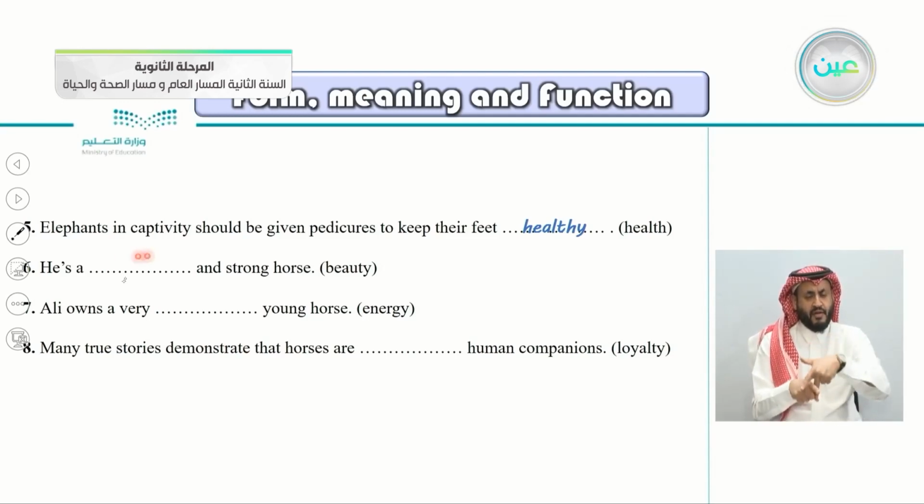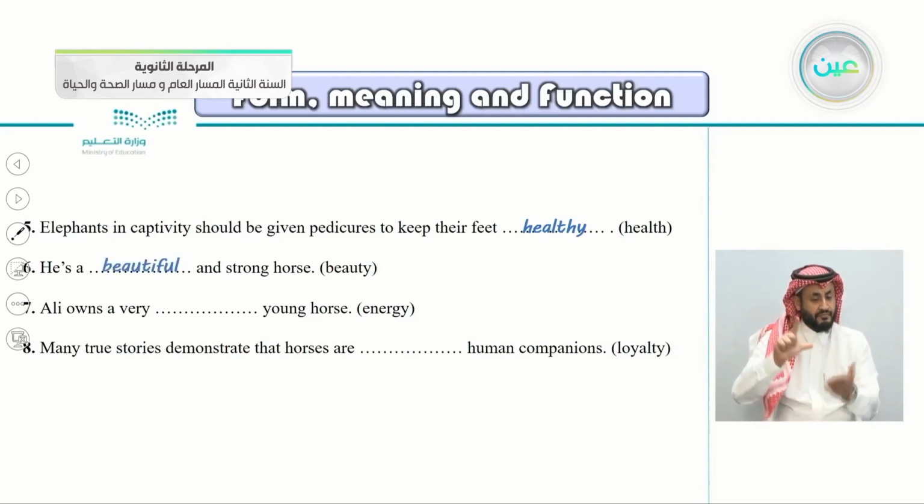Number 6, he is a and strong horse. So we're describing the horse here. A what? And the noun here is beauty. How do you describe the horse using beauty? Yes, very good. Beautiful. He's a beautiful and strong horse.